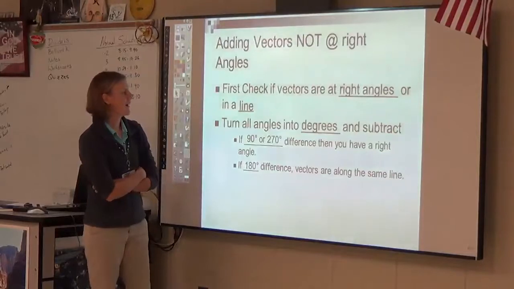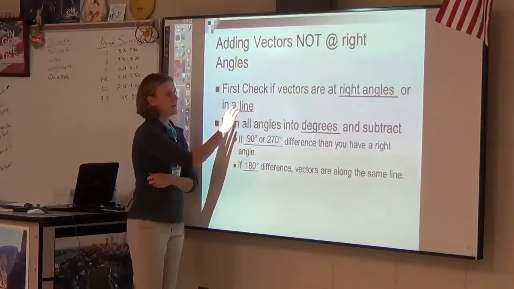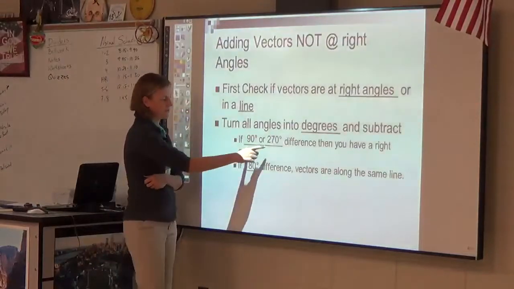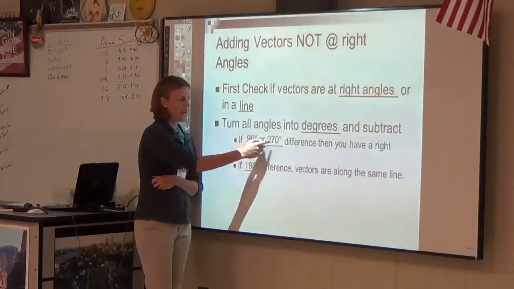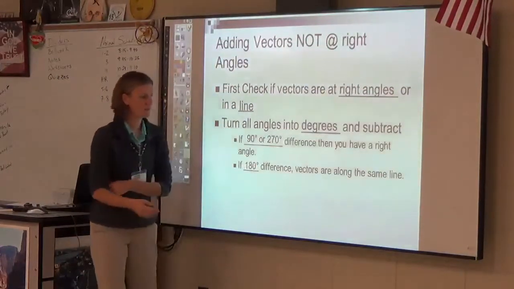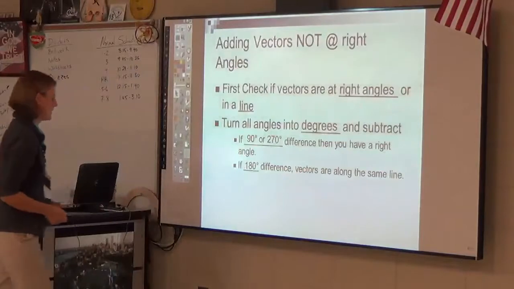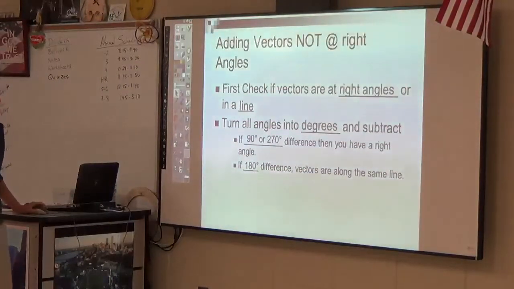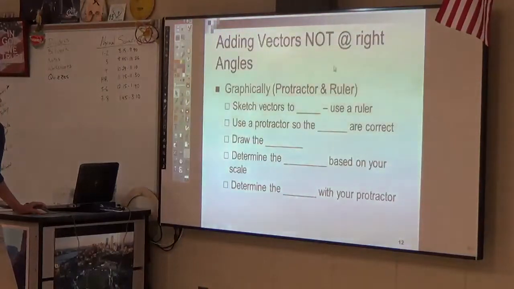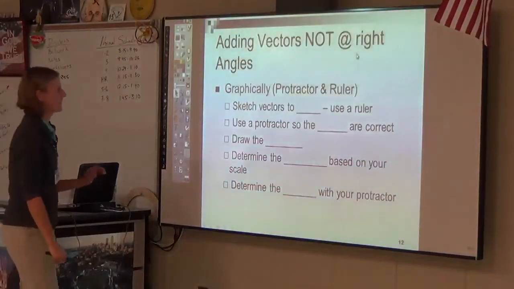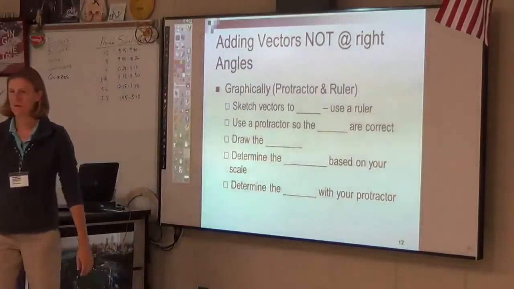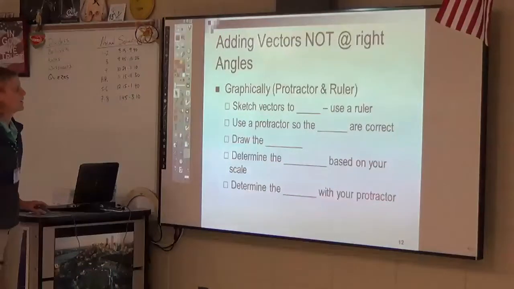So check to see if you have vectors that are right angles to each other or in a line simply by subtracting the angles they give you. If you find that when you subtract the angles you get 90 or 270, then those would make a right triangle. If 180 or 0, then they're in the same line, and it should be pretty easy to work with those. All right, but if they're not at right angles, first technique is graphically, and we will go through this really just once. Just make sure we have the basic idea down.